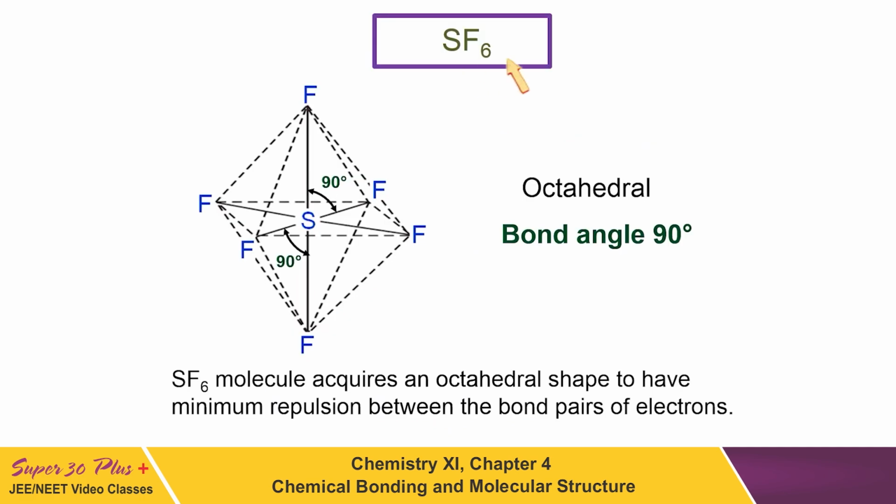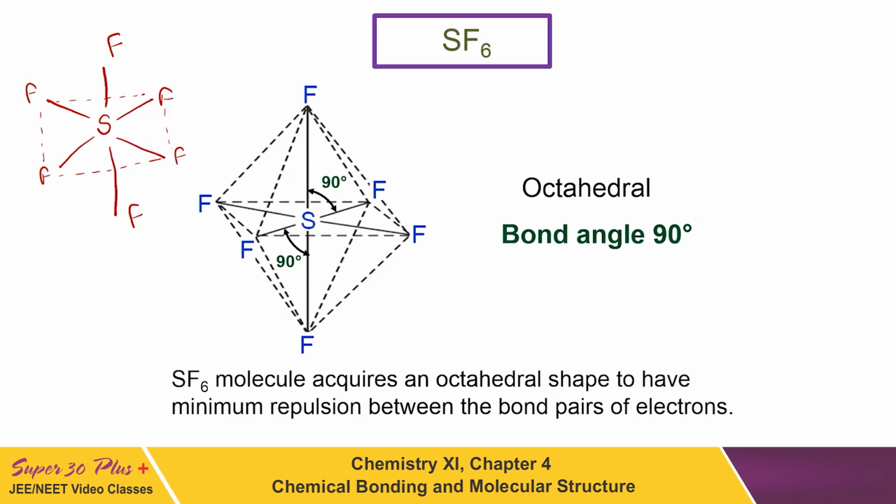SF6 is the real life example of this structure. You see, now in the SF6 it looks like this. Let me draw it again. These are 4 fluorines situated in the plane. One fluorine goes above the plane and one goes below the plane.